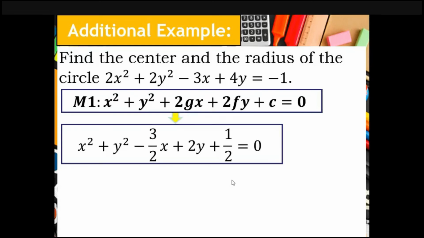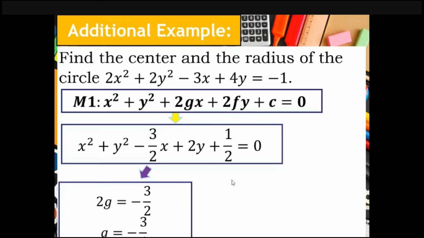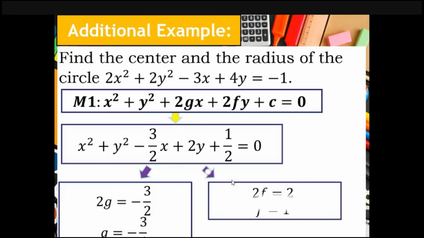So if we do that, we will have x squared plus y squared minus 3 halves x plus 2y plus 1 half equals 0. After this, according to the general form, 2g is given by negative 3 halves. Therefore, g is negative 3/4. And 2f is given by 2, where f is equal to 1.